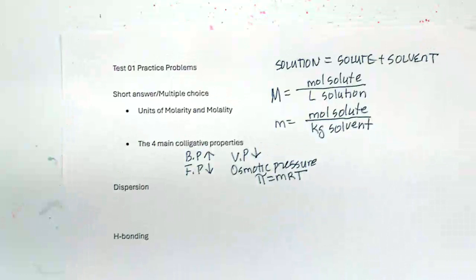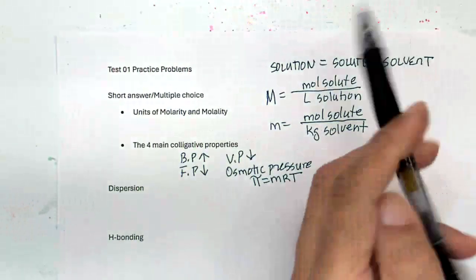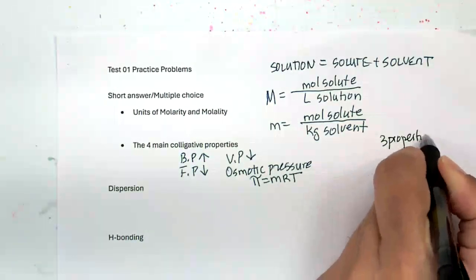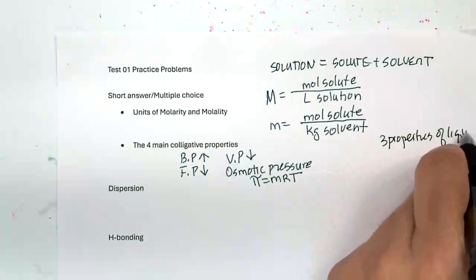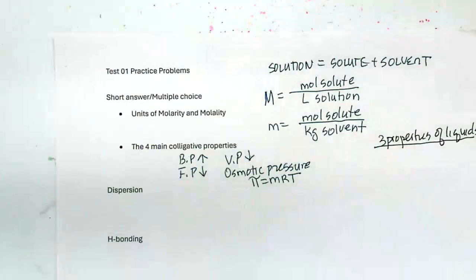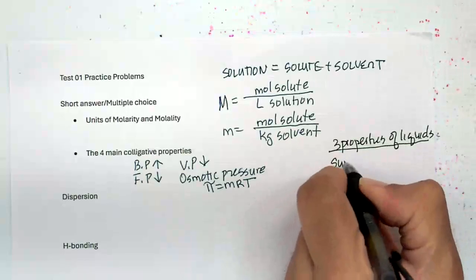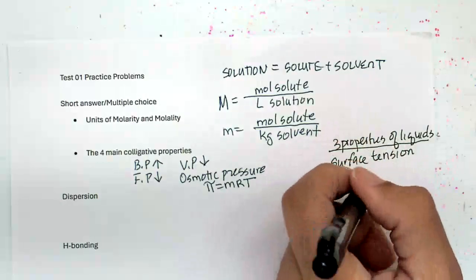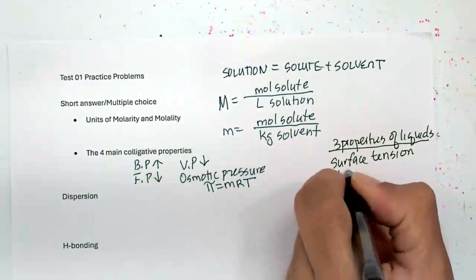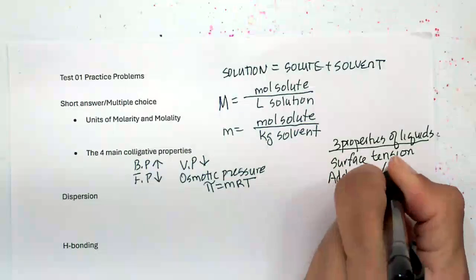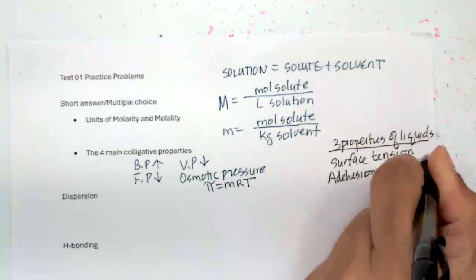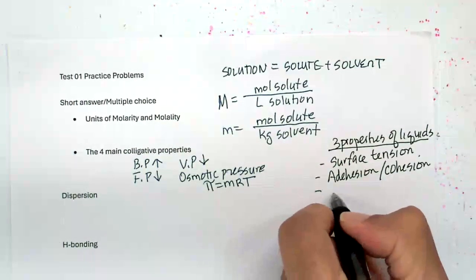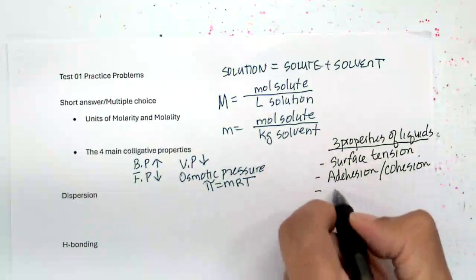What about the three properties of a liquid? All liquids have this. They will have a surface tension. What else will they have? They can have adhesion or cohesion. This is attraction with the glass or attraction with each other. And what's the other one? Viscosity, viscousness.